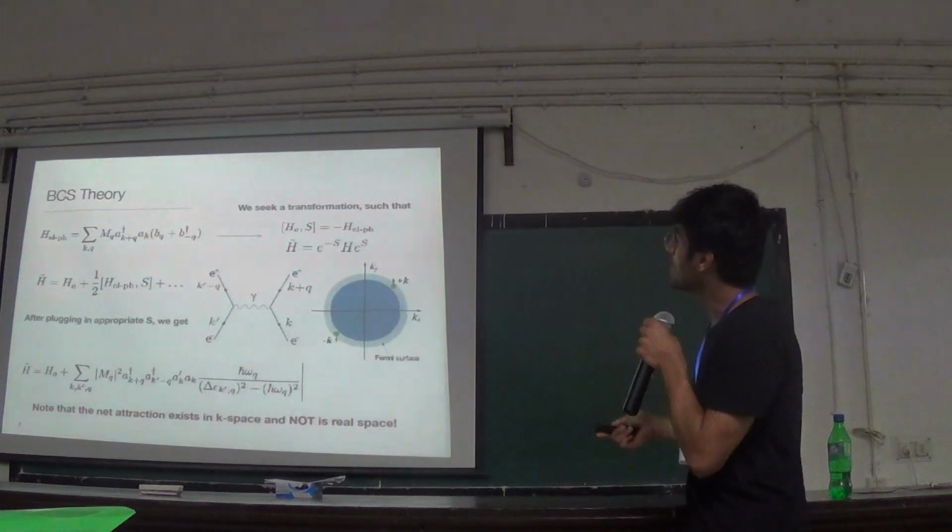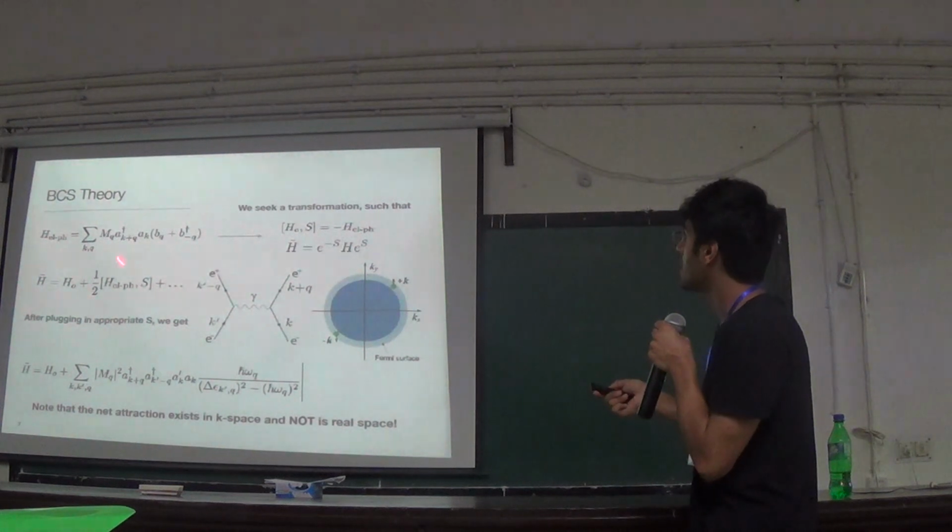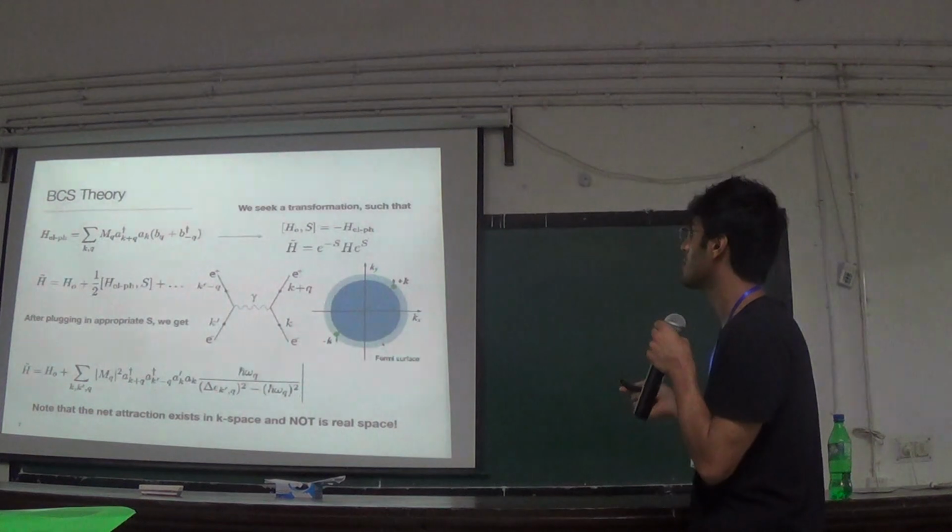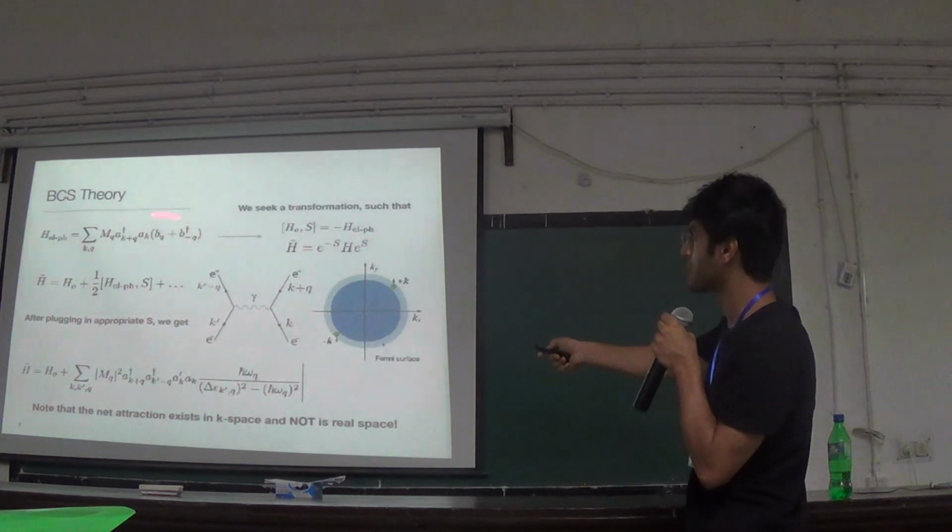You can think of this as perturbation theory, and think of this M cube to be very small, and do a second order perturbation theory, because first order turns out to be zero.